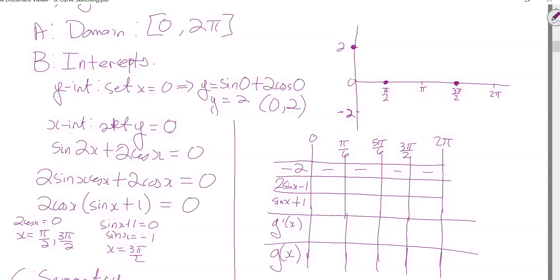And then sine pi over 2 is 1. 2 times 1 is 2 minus 1. So the minus here, plus here, right? And then at 5 pi over 6, it's going to drop below a half, and then it's just going to go negative for the rest of the way. So there we go. See if you agree.